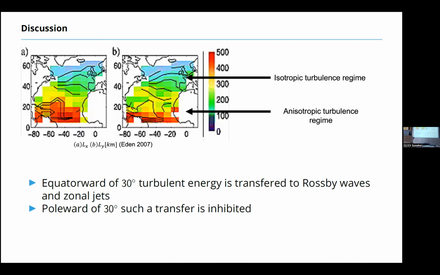And yeah, this basically then explains the distribution of the eddy length scales and the cause for the two regimes. So in the anisotropic turbulent regime equatorward of 30 degrees, this transfer takes place. And yeah, this is the explanation for that.